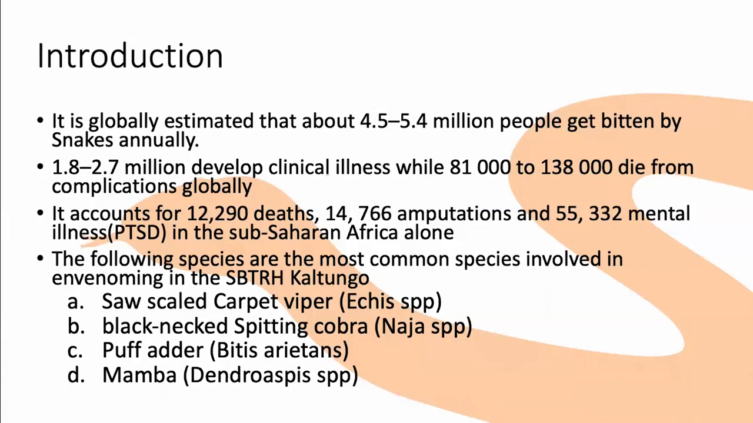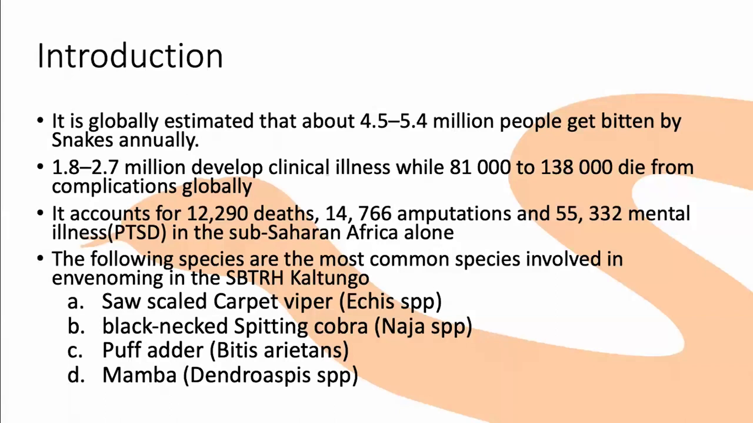It is globally estimated that about 4.5 to 5.4 million people are affected by snake bite annually, out of which 1.8 to 2.7 million develop clinical illness, and about 81,000 to 138,000 die from these complications. In our country, 12,290 also die as a result of this bite, and about 14,760 suffer from complications like amputations. 55,332 mental illness cases have also been recorded as a result of snake bite.